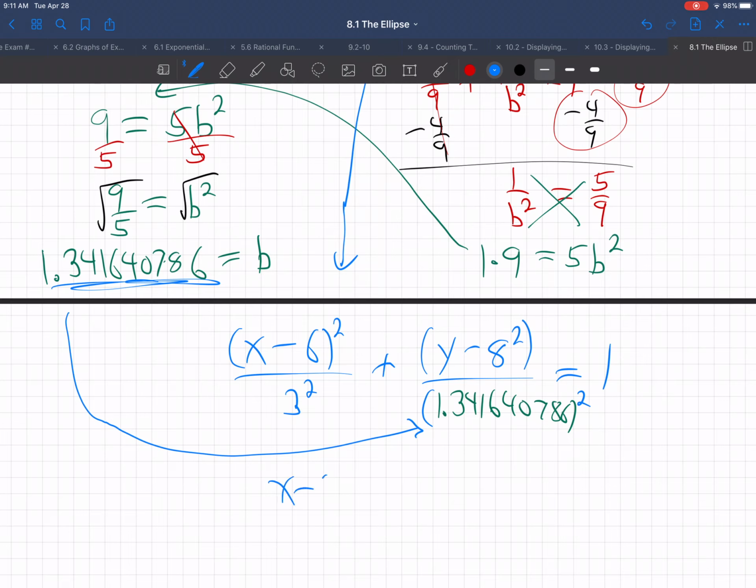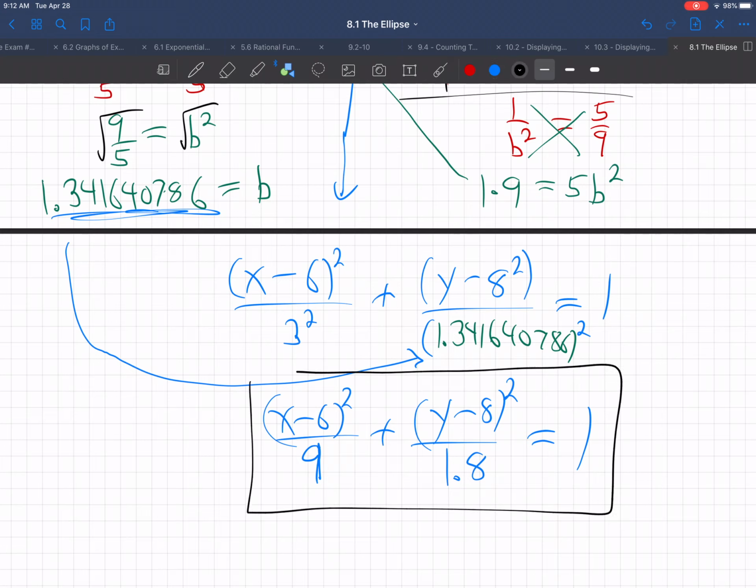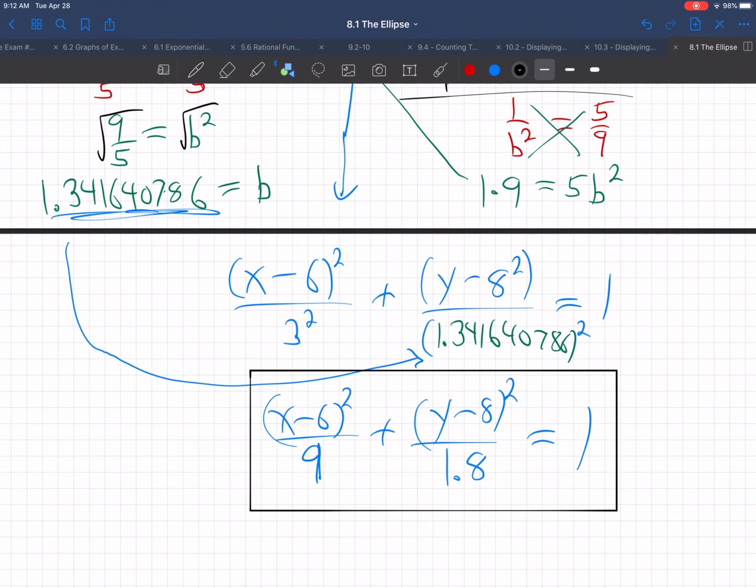squared. So then that's x minus 6 squared over 9. Go ahead and make that 3 squared, 9. Plus y minus 8 squared over, then use your calculator. Raise that to the second power. Oh, I'm getting a nice clean 1.8. So there we go. So there is the equation of that ellipse.